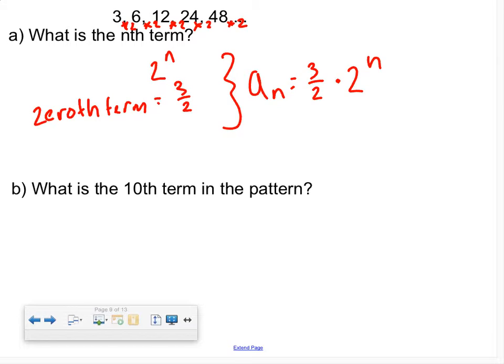So what's the 10th term in the pattern? 3 over 2 times 2 to the 10th power. I'll probably end up using the calculator on this one. That's okay. You'll get 1,536.